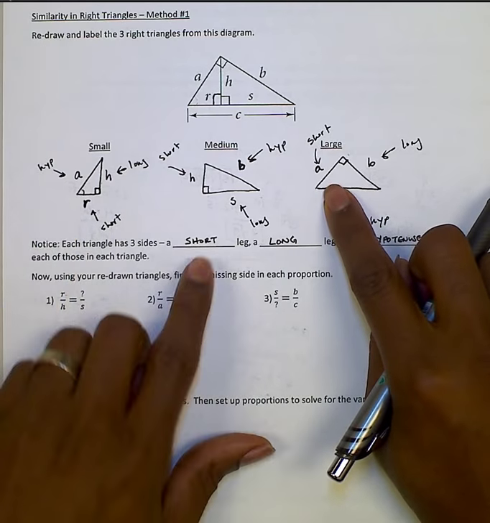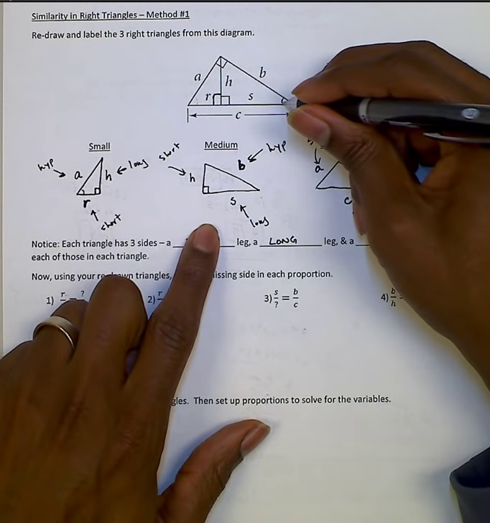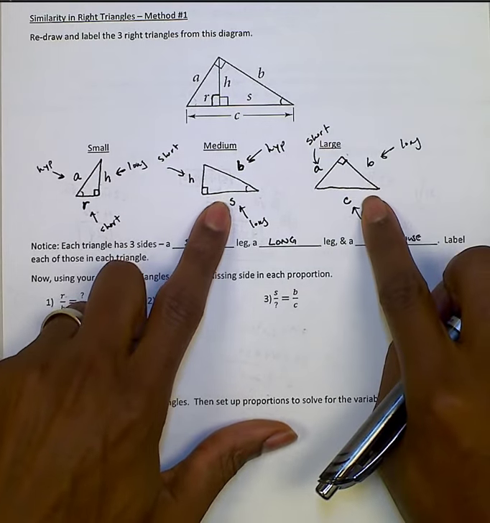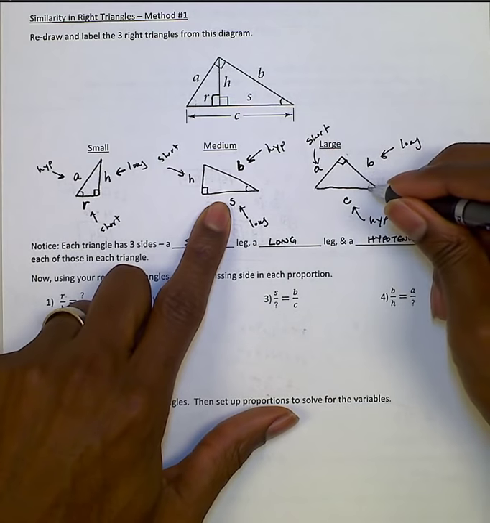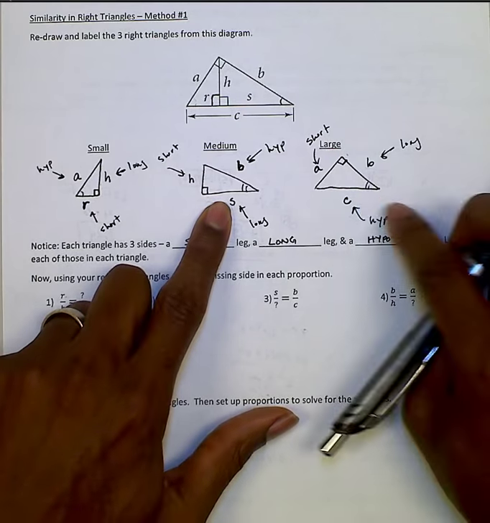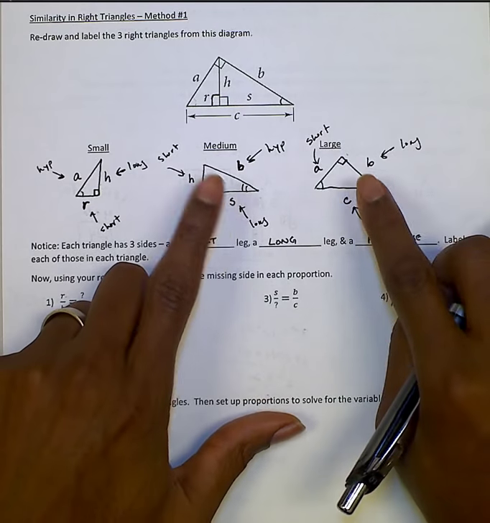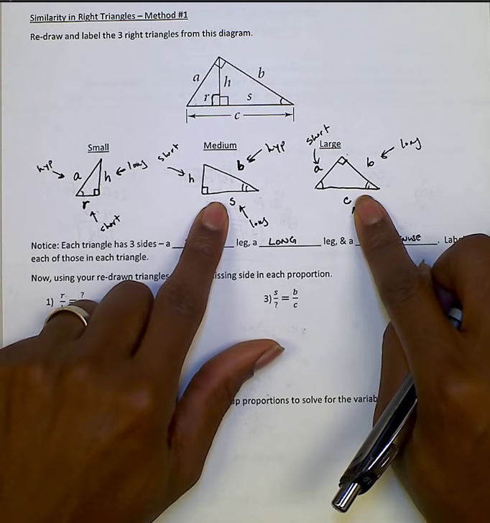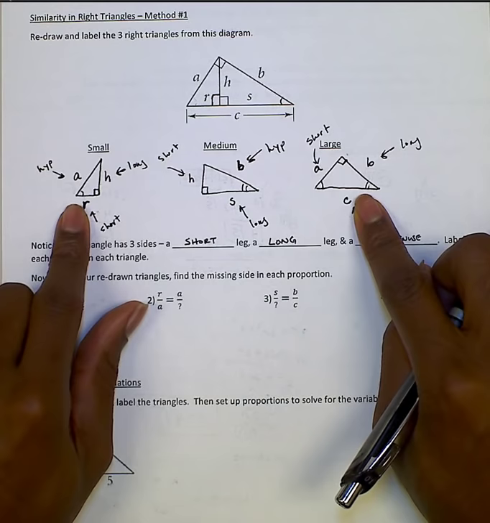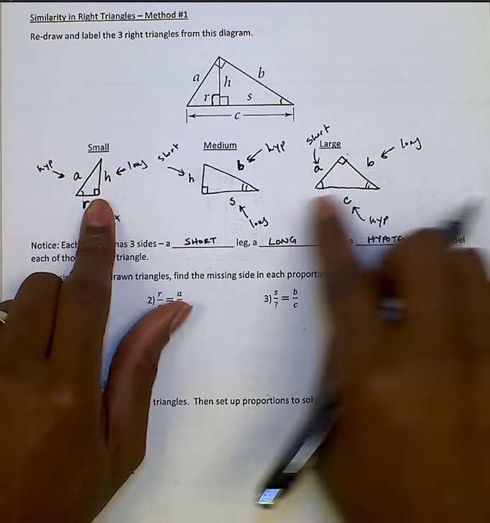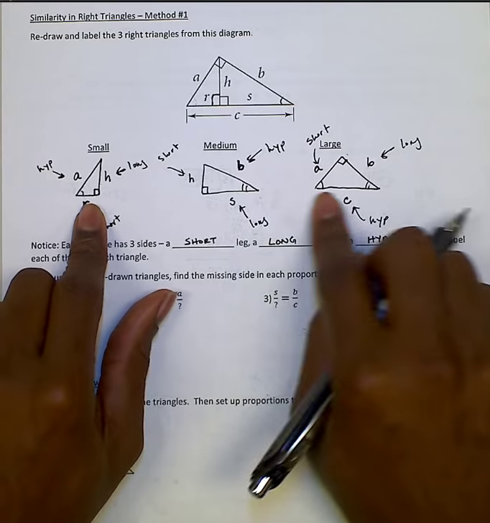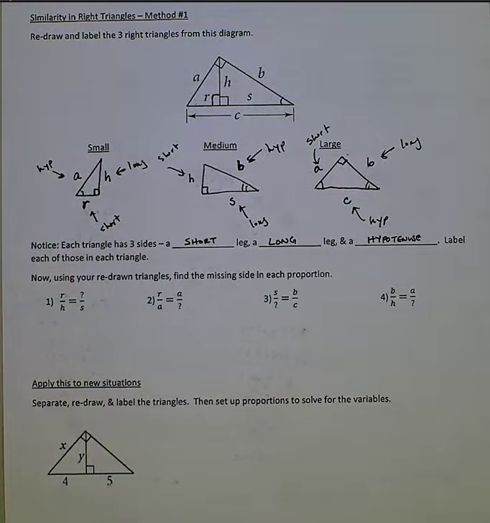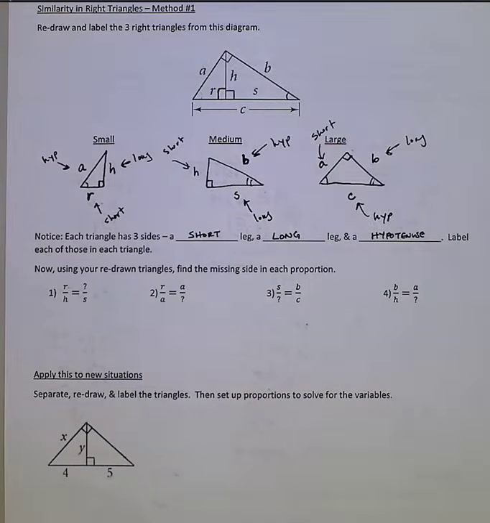Our medium triangle has this angle in it. So by angle-angle similarity, these two triangles have to be similar to each other. And if the small triangle is similar to the large triangle, and the medium triangle is similar to the large triangle, then by the transitive property, the small triangle has to be similar to the medium triangle. So all 3 of these triangles are similar to each other. And that happens if we have an altitude drawn from the right angle in a triangle.